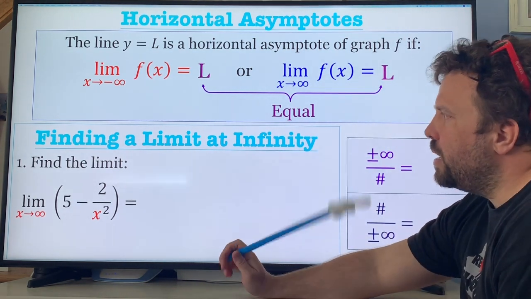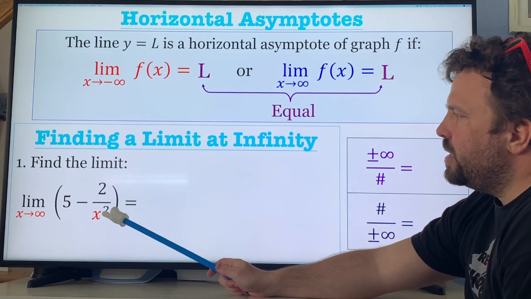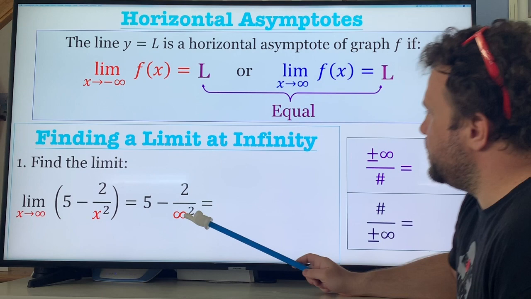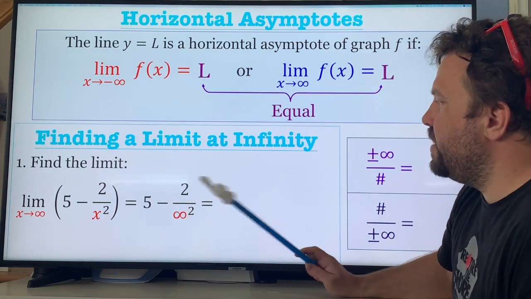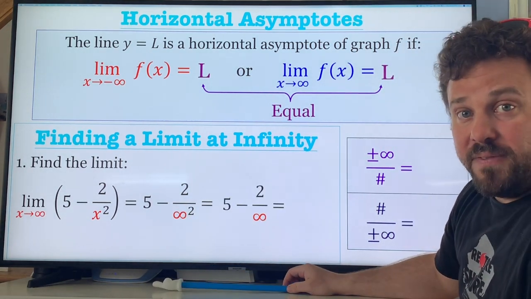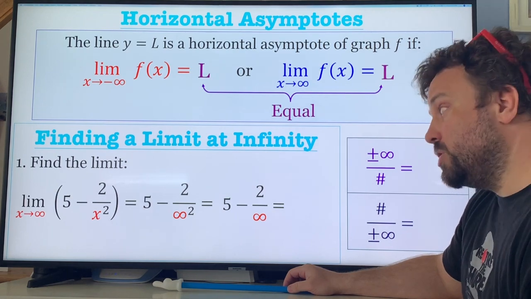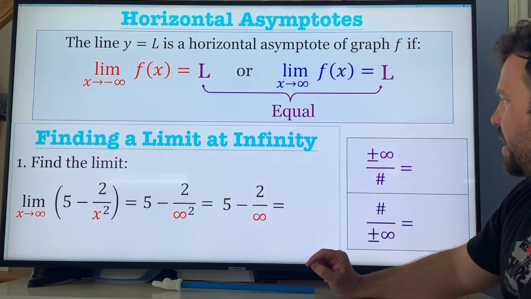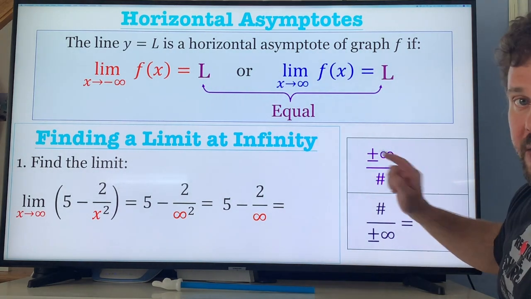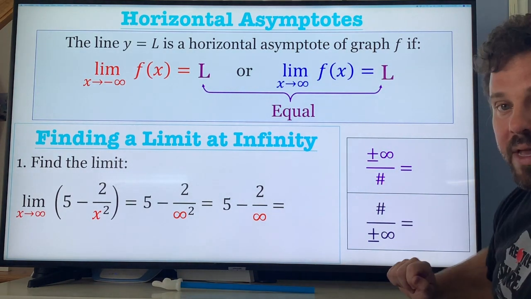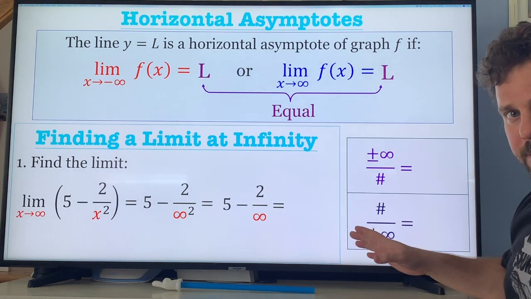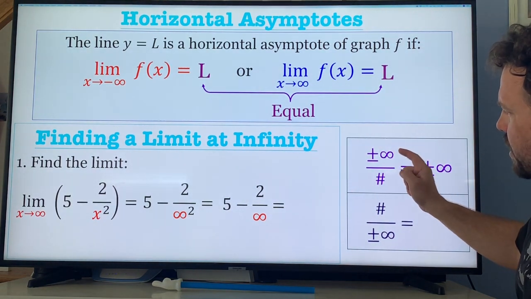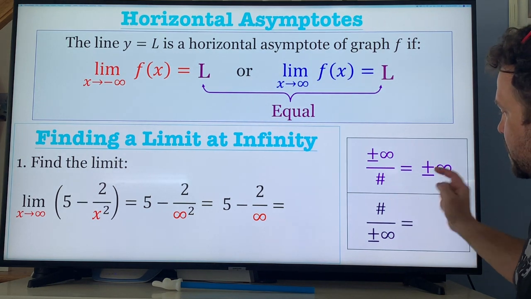Here's an example. Finding the limit at infinity, so plug infinity in here: 5 minus 2 over infinity squared. Infinity squared is indeed infinity. Infinity to the third power is infinity. The square root of infinity is infinity. Remember, we already did a bunch of this stuff before. Do you guys remember what positive or negative infinity divided by any number in the world is? It's just positive or negative infinity, because this number is so much bigger than any number. It's infinity.